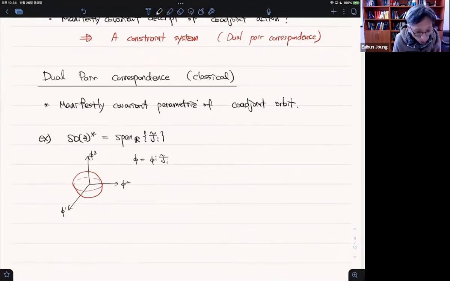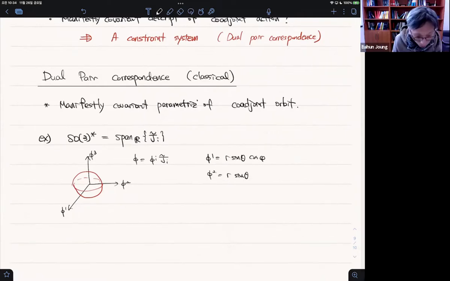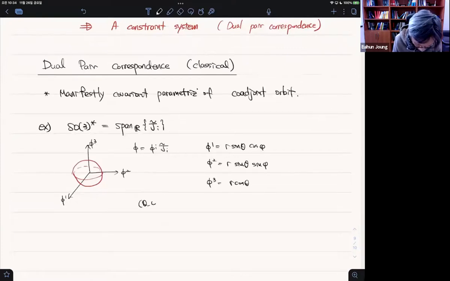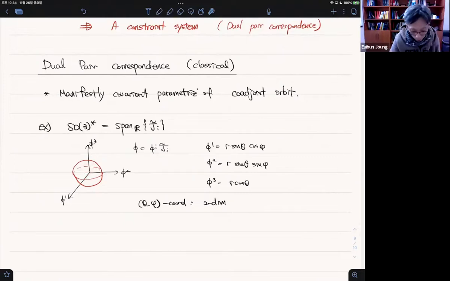Since this is a sphere, we can take a parameterization like this: R sine, the usual spherical coordinates. R is a constant, while the angles theta and phi give a two-dimensional coordinate system, which is a good coordinate system for the sphere. However, we know that theta and phi are not manifestly covariant. We don't know how they transform easily under rotations.